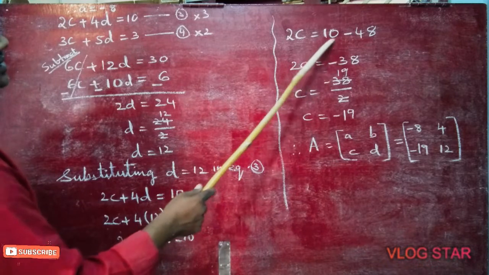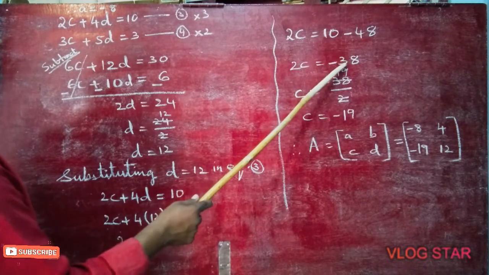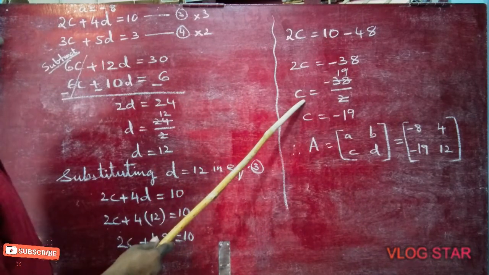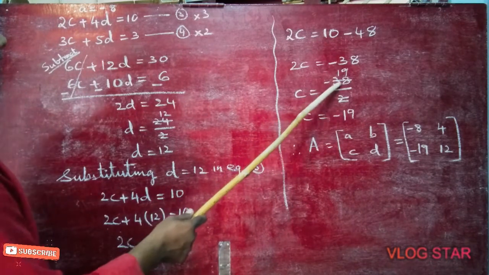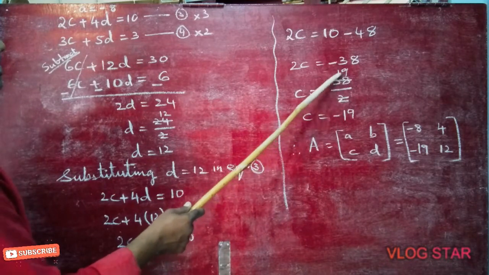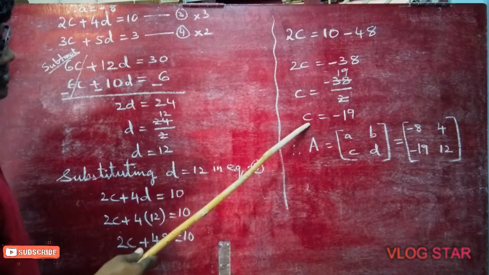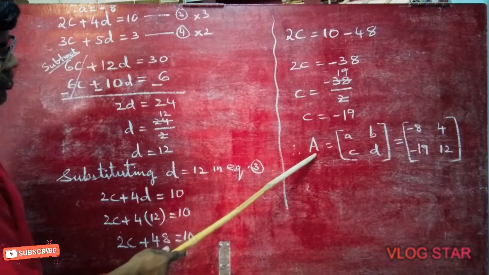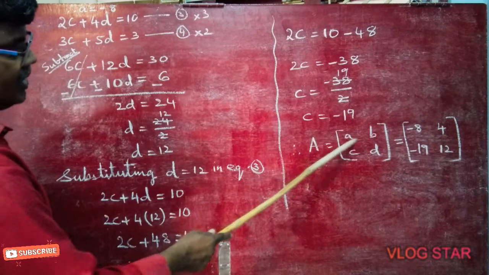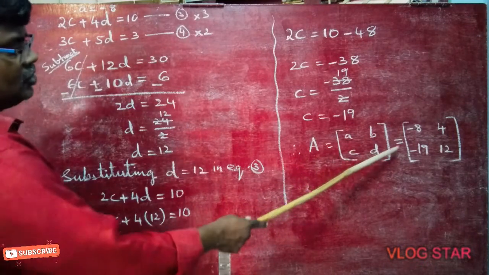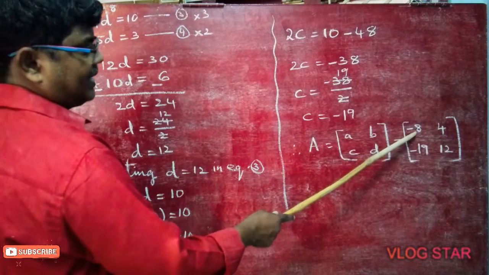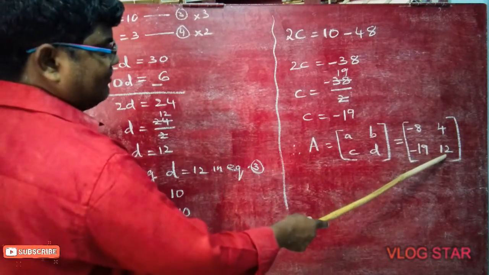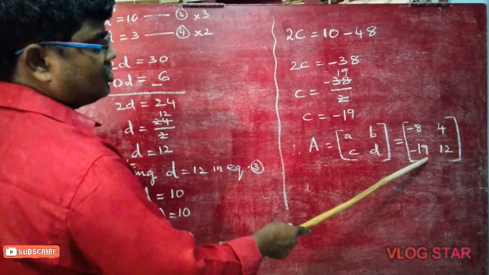Signs are opposite. Here plus is there, minus is there. Signs opposite, we are going to subtract and the bigger number's sign comes. This is all you know. Now into becomes division. c is equal to minus 38 by 2. 2 goes 19 times. So c value is minus 19. They told to find A. Therefore A is equal to what we thought, a, b, c, d. So those values you replace. a is minus 8, b is 4, c is minus 19 and d value is 12. So this is the matrix of A.